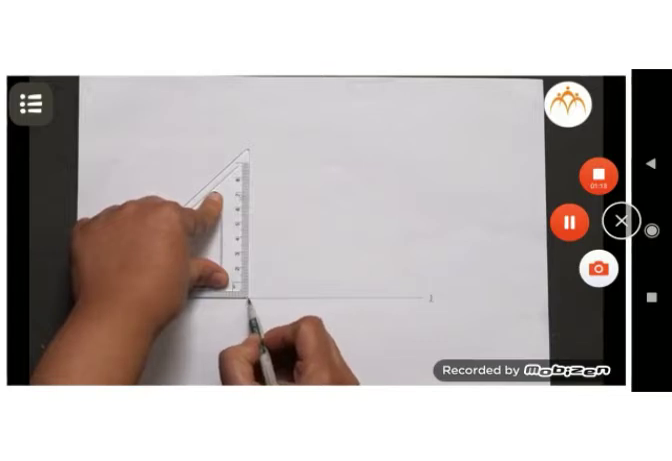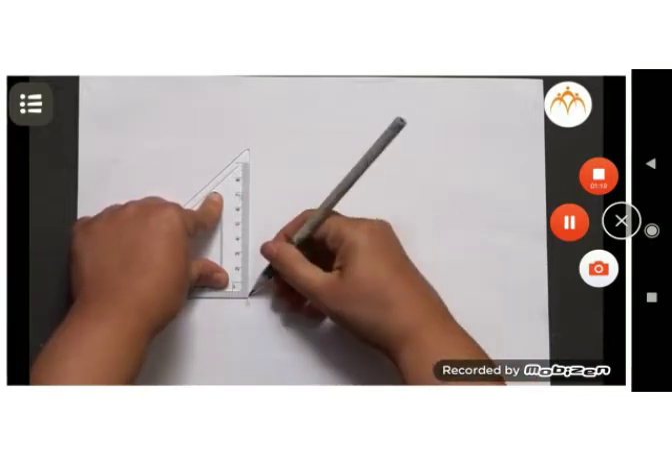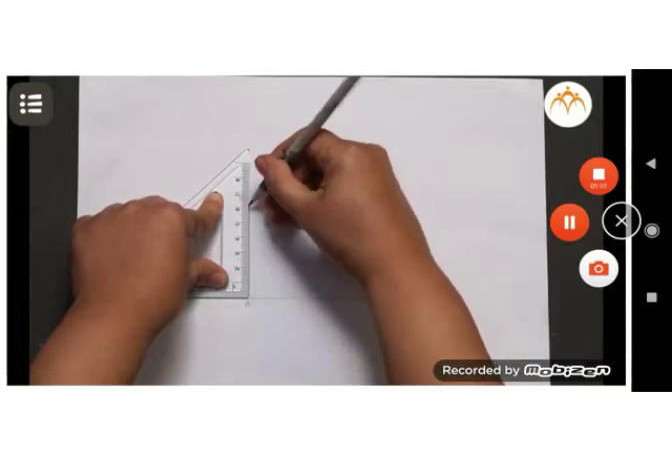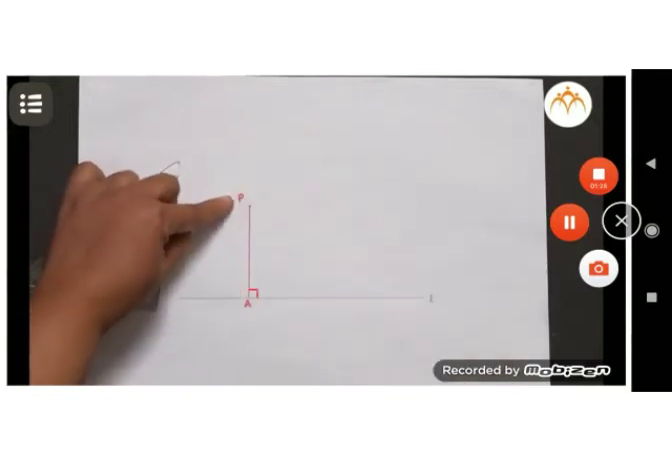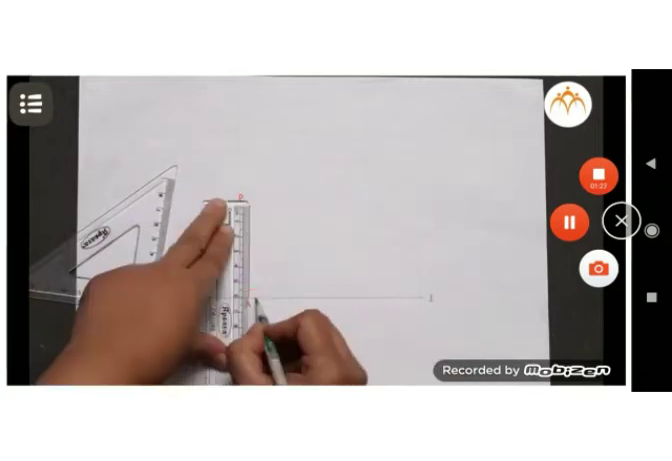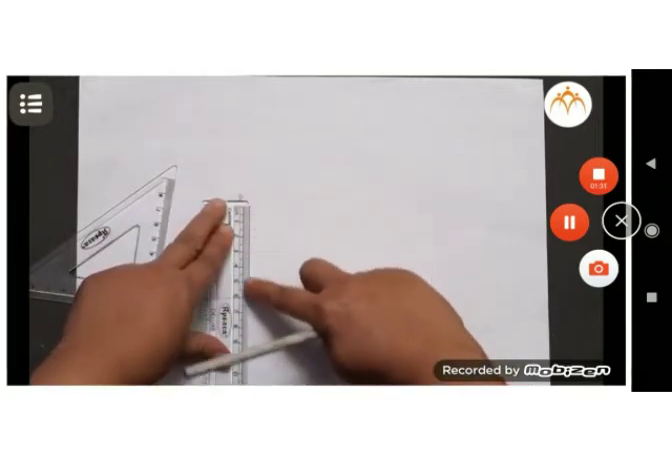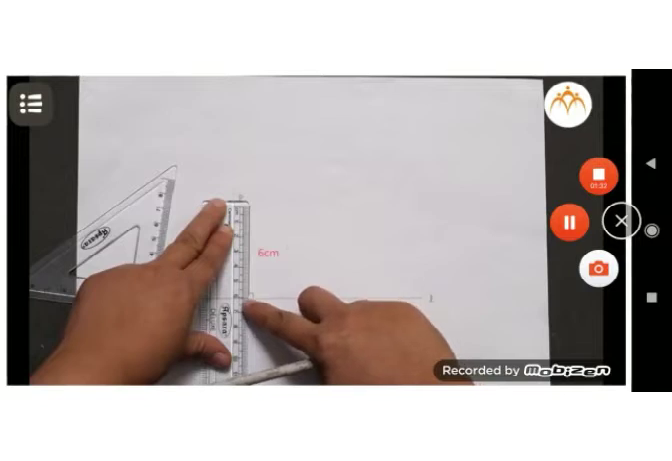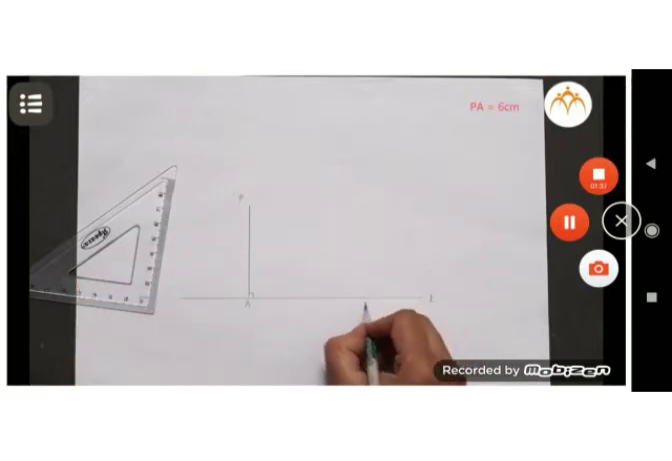Let us draw segment PA perpendicular to line L. Segment PA indicates perpendicular distance of point P from line L. Let us measure segment PA. Here, PA is equal to 6 centimeters. Let us take another point B on the line L.